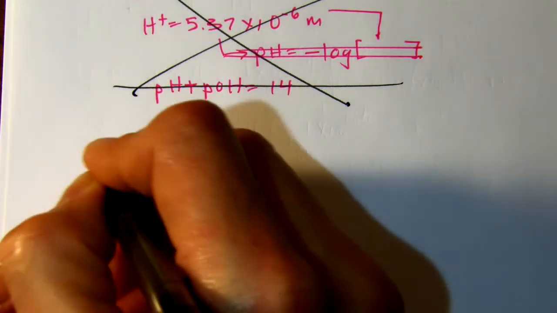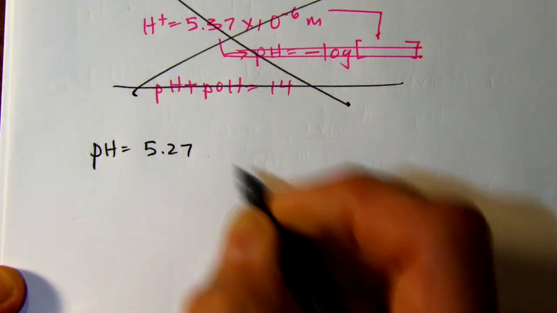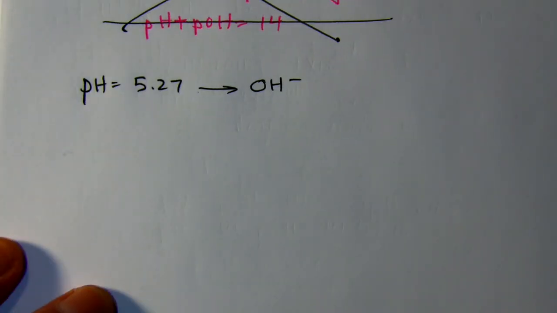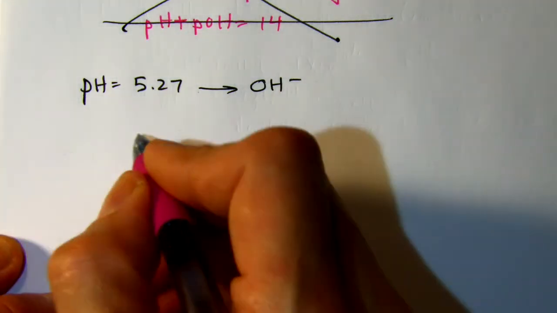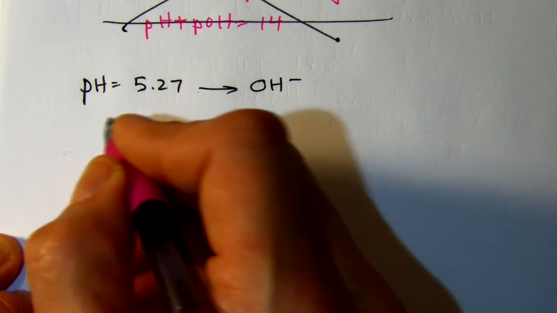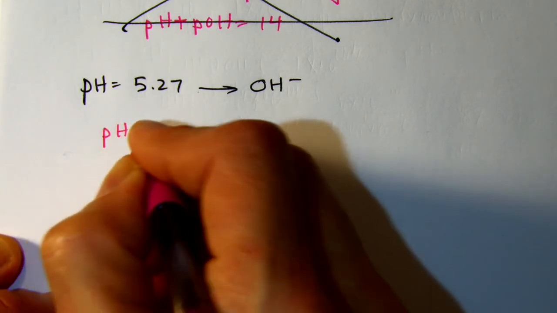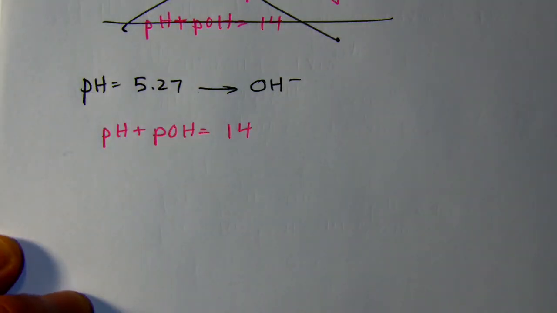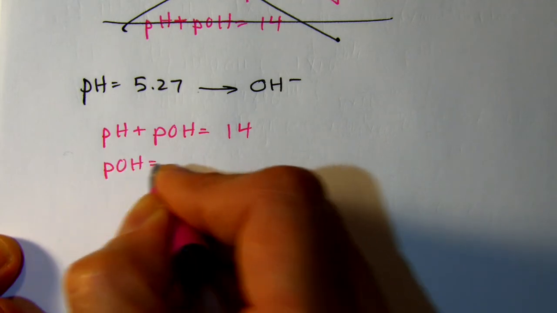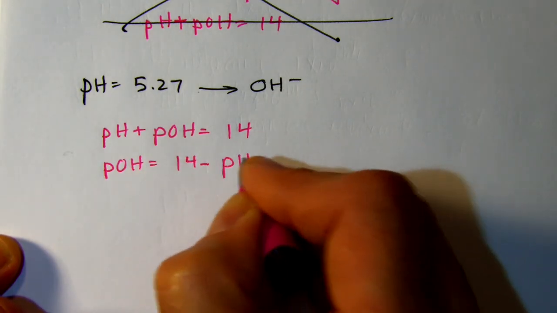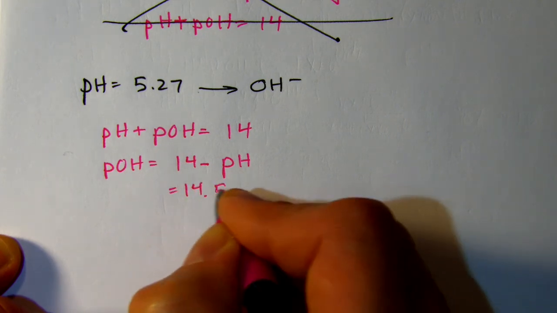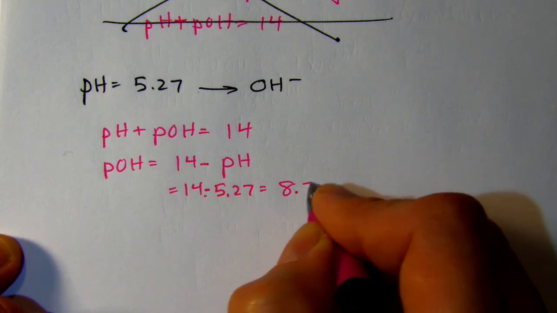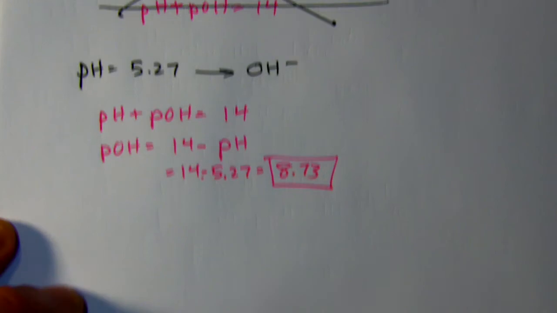All right, so let's make sure we got it. pH equals 5.27, and we want to know what is the hydroxide concentration. Let's do it this way. What if we found pOH first? We know that pH plus pOH equals 14. So now, if we found pOH, that's equal to 14 minus pH. So 14 minus 5.27 equals 8.73. So now we know the pOH.